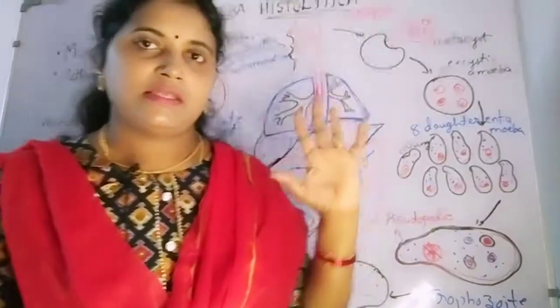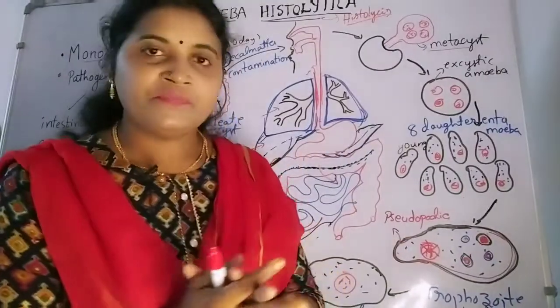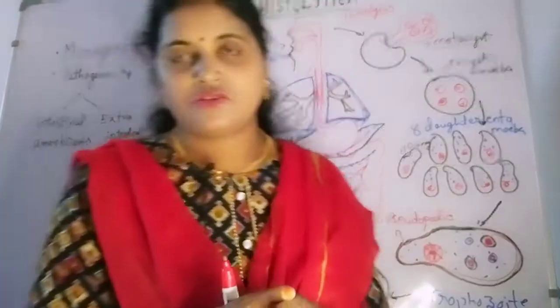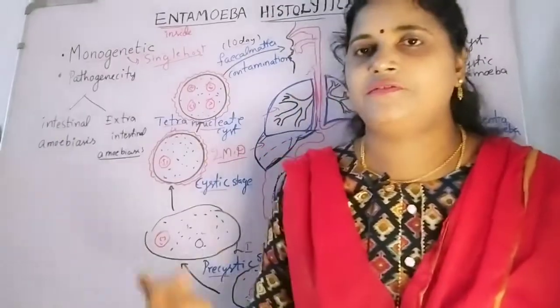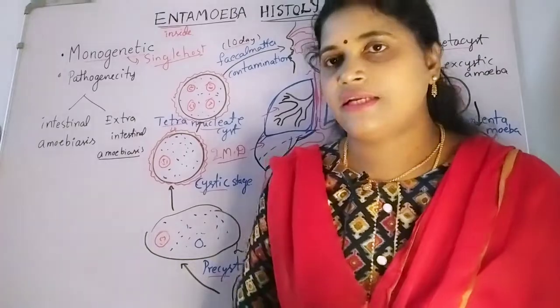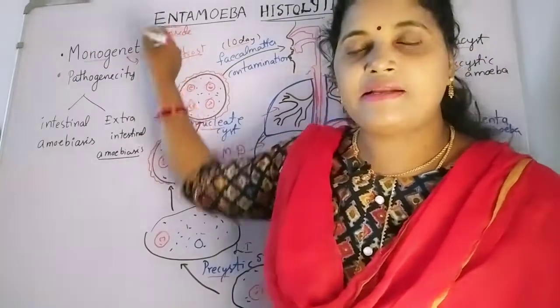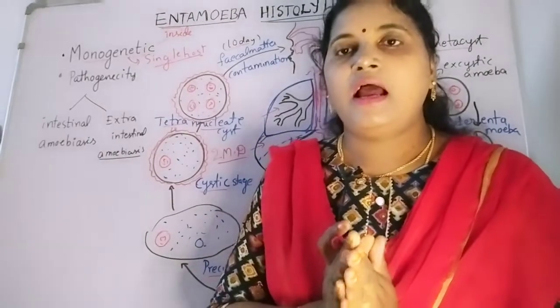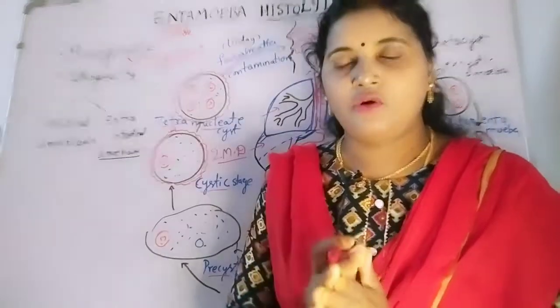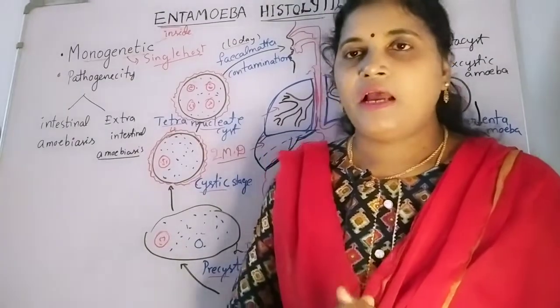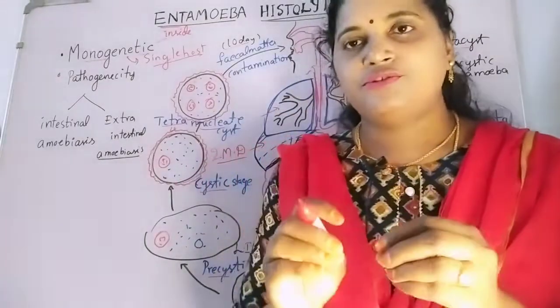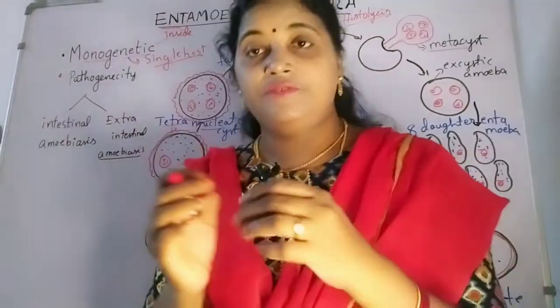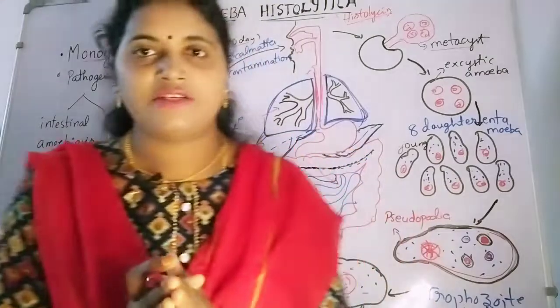Okay, again the cycle begins. So this is the life cycle of Entamoeba histolytica. In brief, we are recovering everything. Entamoeba histolytica is a monogenetic parasite. It is a protozoan and it lives in one single host, that is man. Here Entamoeba histolytica starts with its infective stage, the trophozoite stage.